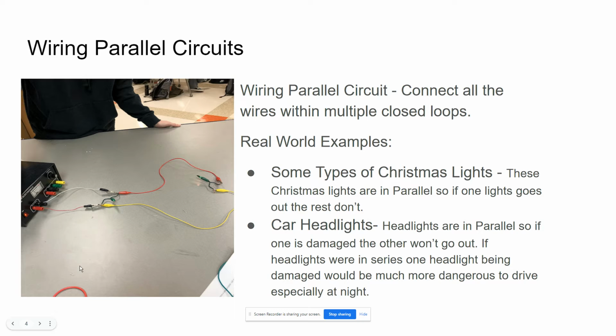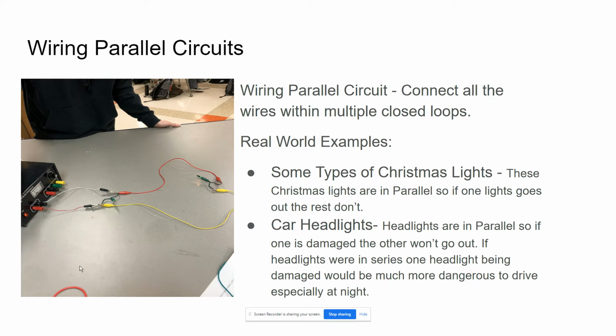So wiring in parallel, connect all the wires within multiple closed loops. You want to make sure that there are multiple paths for the current to travel through. To do this, have the wires go horizontally and have the bulbs go vertically. The bulbs should connect the wires to each other, and the wires should directly be connected to one another. Parallels are normally used so that if one bulb goes out in a parallel circuit, the rest won't.